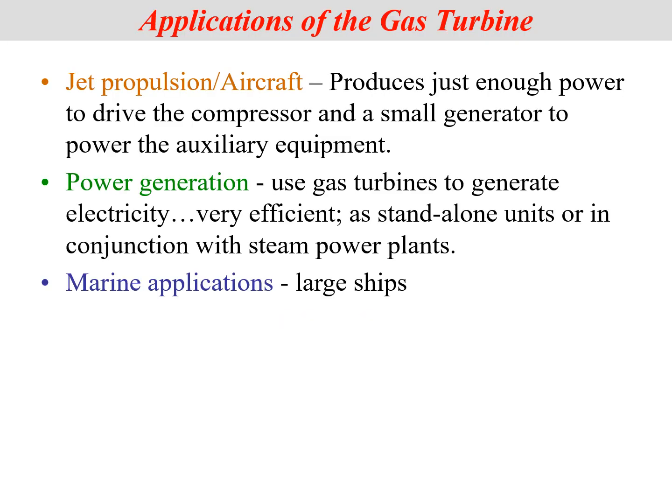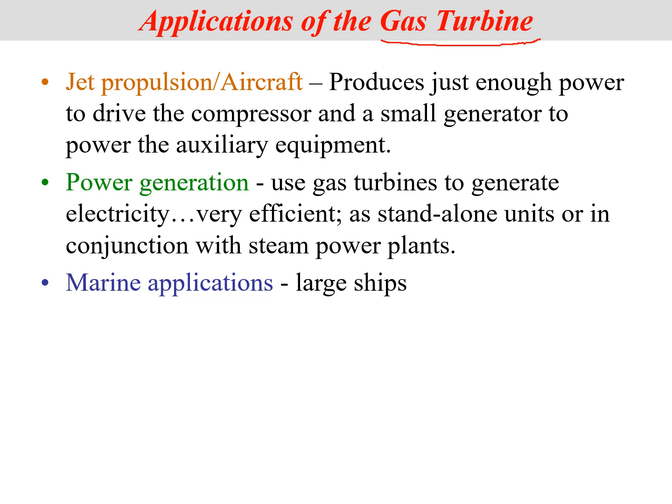Gas turbines जो हैं, they are the second most common mechanism of producing power after steam power plants, and they are most commonly used in, first off, jet propulsion. Like all of the aircraft you see here, they are turbojets, prop jets, etc., but a lot of them employ some sort of a gas turbine.